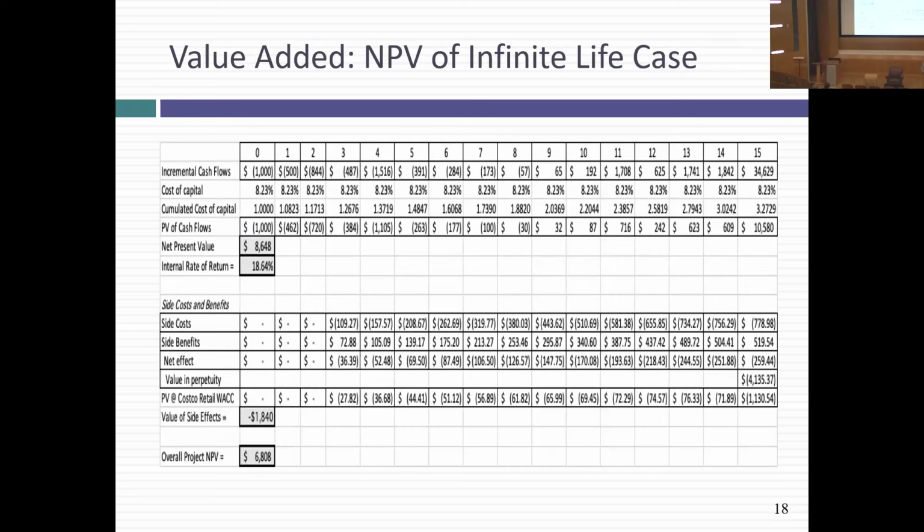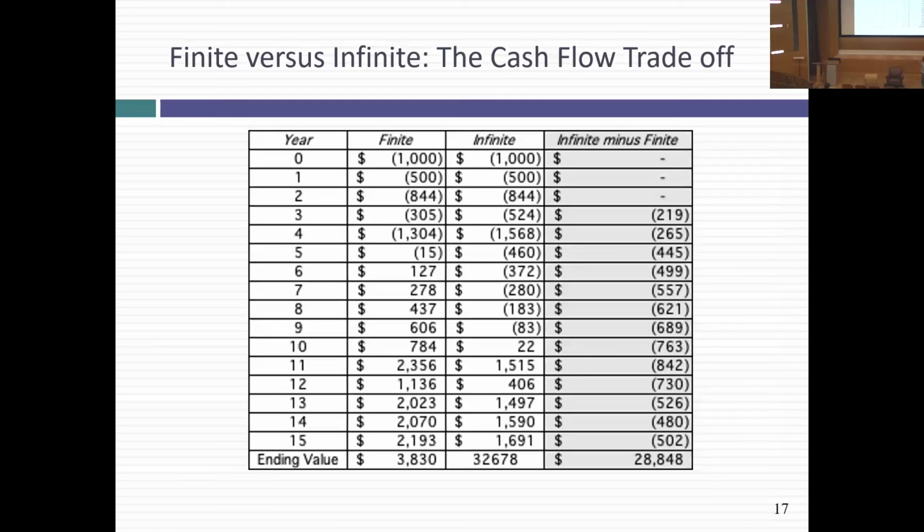So my net present value reflects these assumptions: higher capital maintenance, a bigger terminal value. And in fact, one way to think about finite versus the longer life case is you're trading off lower cash flows for the next 15 years, because you have the capital maintenance, for a much higher terminal value. In this particular project, extending the life increases the net present value.